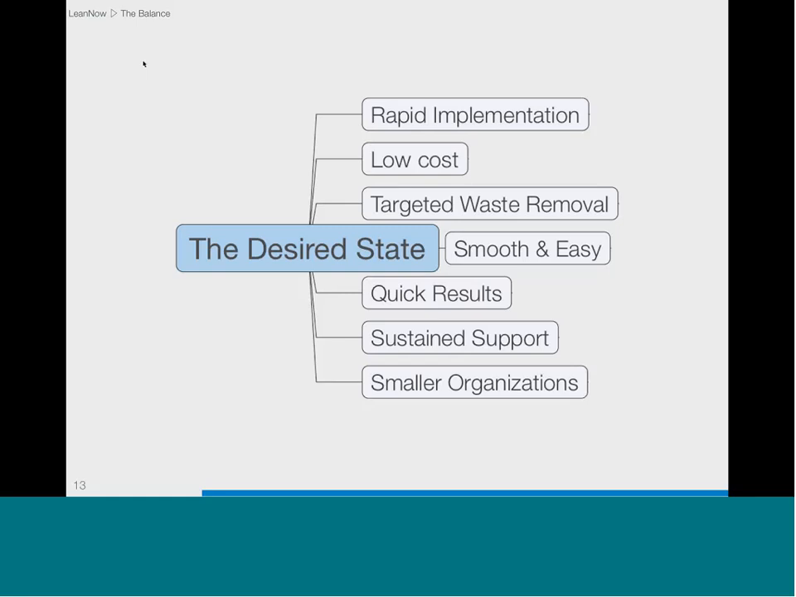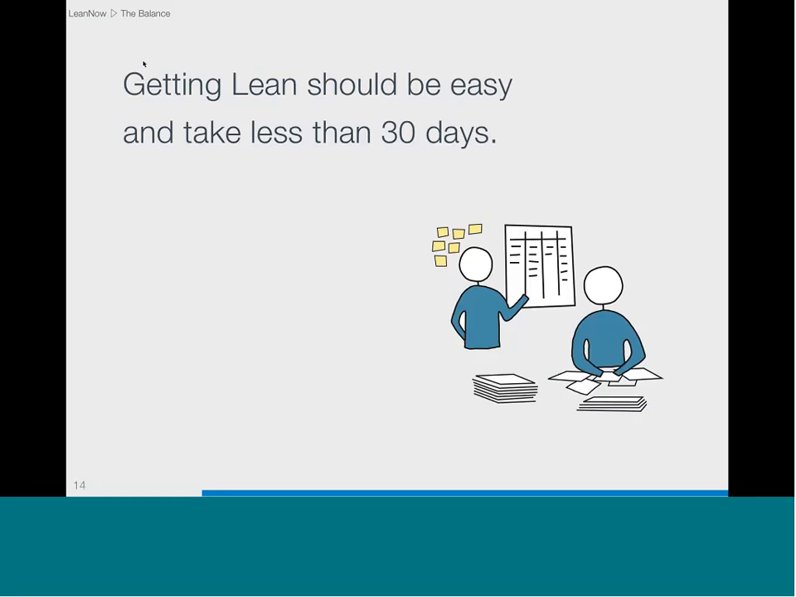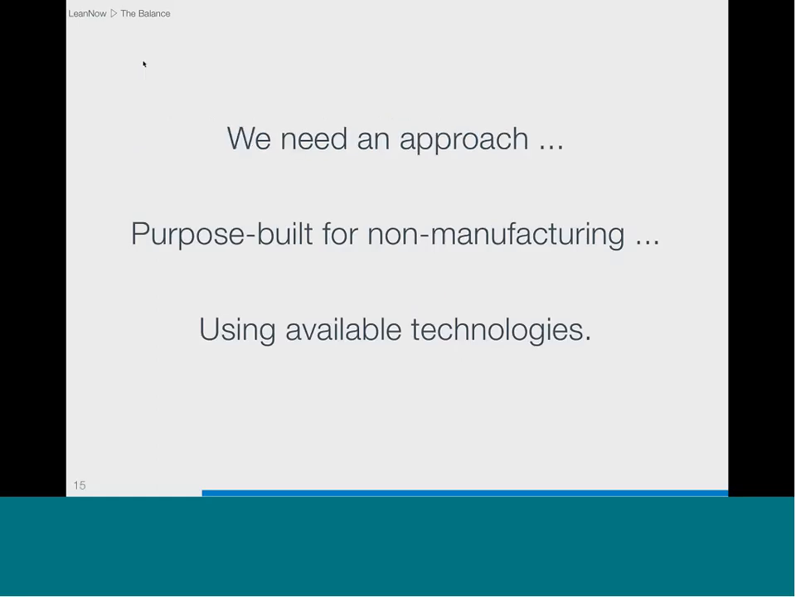So that's my idea of where LeanNow needed to go. Getting to Lean should be easy, and we try to say, 30 days or less, you should be seeing results and managing the Lean principles in your organization. To do that, we need an approach that's purpose-built for non-manufacturing, that isn't simply the traditional orthodox approach, and that leverages available technologies, not technologies on the bleeding edge, but also not the 50-year-old technologies that are part of standard Lean implementation.